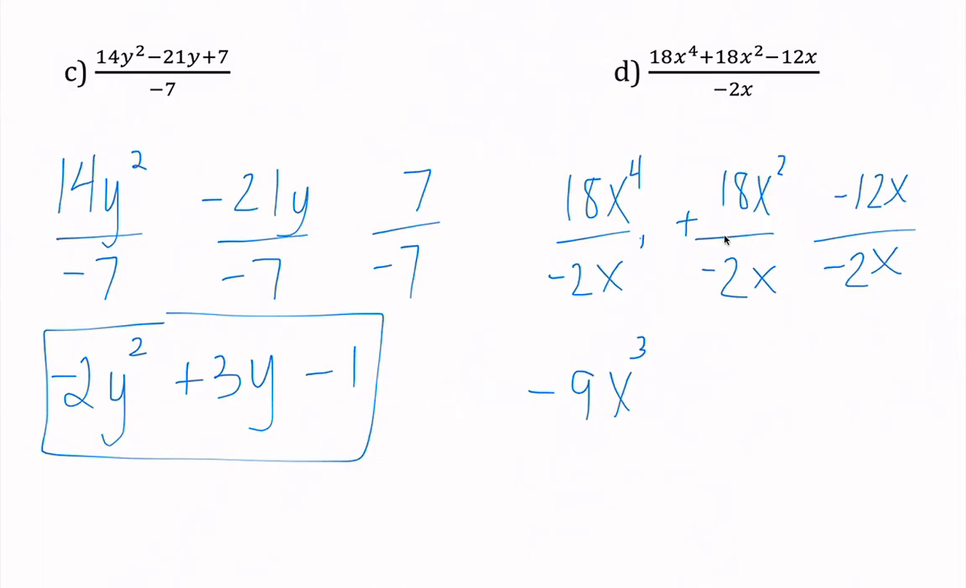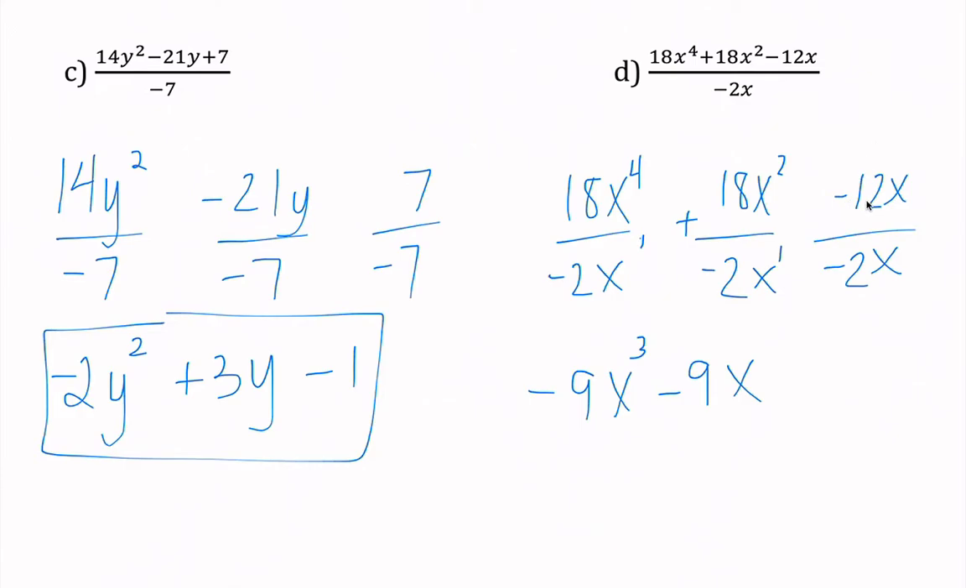I have a positive 18 divided by a negative 2. That's going to give me a negative 9. X squared on top, x to the first on bottom. 2 minus 1 is 1, so that's x to the first power. No reason to put the 1, but you can if you want.